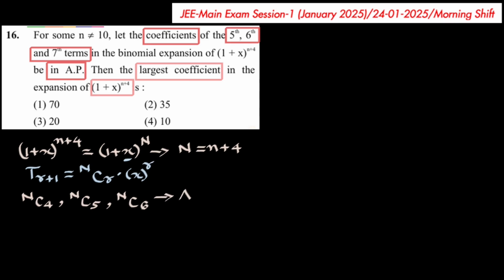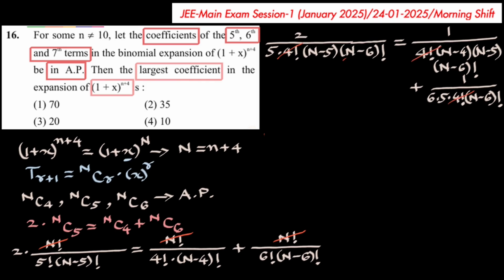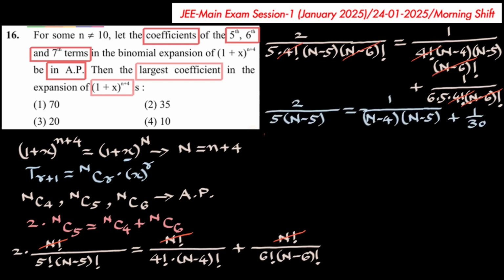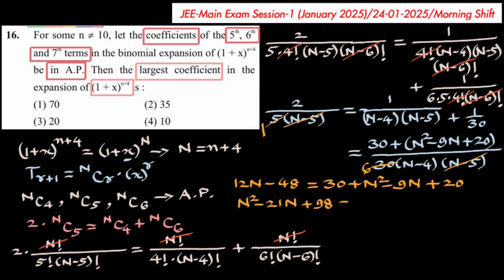आता हे कोएफिशियंट्स आहेत AP मध्ये, त्यामुळे आपल्याला लिहिता येईल 2 times NC5 equals NC4 plus NC6. आता कॉम्बिनेशन्स लिहूया, n फॅक्टोरियल कॅन्सल होईल. हे एक्सप्रेशन आपण रिराईट करूया, 4 फॅक्टोरियल आणि n-6 फॅक्टोरियल कॅन्सल करूया. 5 6 जार 30, n-5 कॅन्सल करूया, क्रॉस मल्टिप्लाय केल्यावर शेवटी आपल्याला मिळेल n² minus 21n plus 98 equals 0. हे क्वाड्रॅटिक इक्वेशन ज्याची रूट्स असतील 7 and 14.